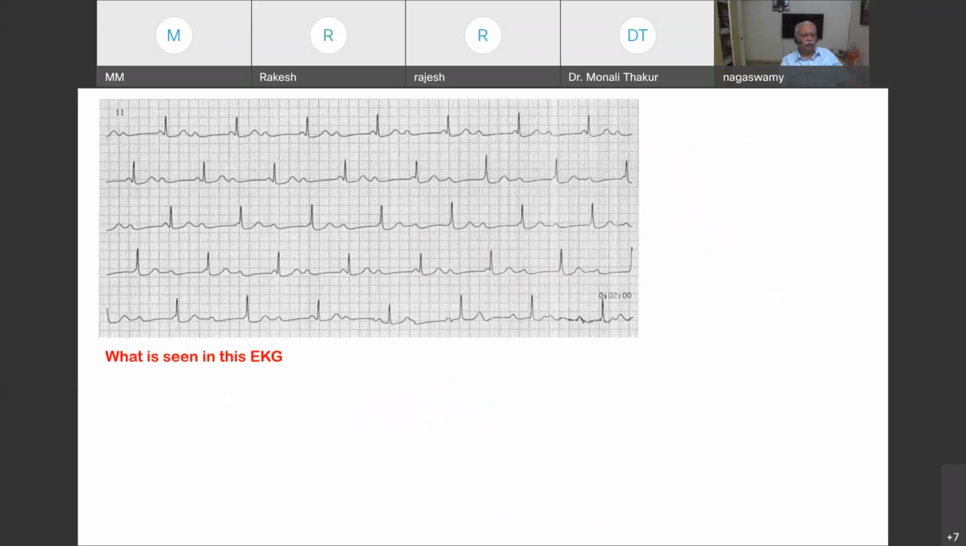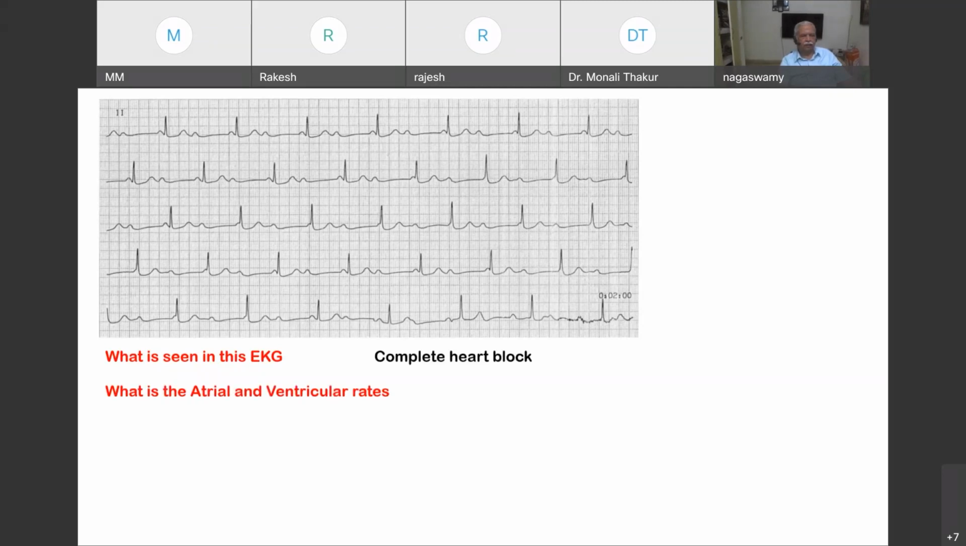What do you see in this EKG? Is there any continuity between the P wave and the QRS complex? Are they following a P wave correctly? So, not all P waves are being followed by QRS complexes. So what do you call that? So it's a heart block. Yeah, it's close to a complete heart block.